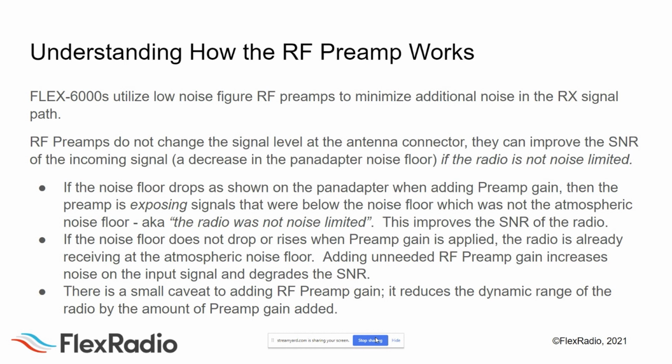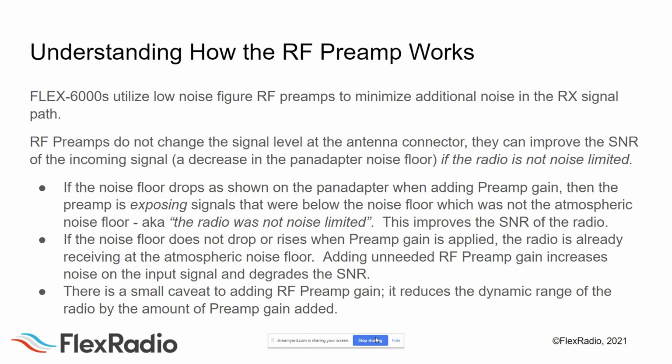So one of the things that we look at is if you enable the preamp, you want to see the noise floor start to go down. If the noise floor drops as you increase preamp gain, then you're going to start exposing signals that are below the noise floor, which are not in the atmospheric noise floor. And this is what I talked about as your radio not being noise limited. That improves the signal to noise ratio because you're dropping the level of the noise while the level of the signal stays higher. So essentially, if signal and noise are here and you drop noise down, the signal over here is going to be higher and you're going to be able to hear it.